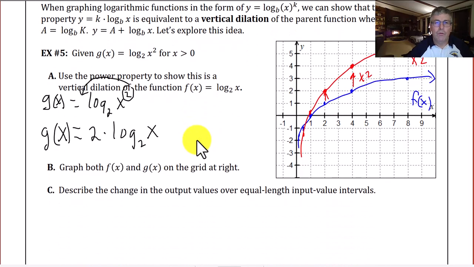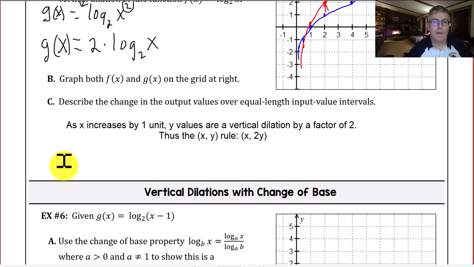So finally it says describe the change in the output values over equal length input value intervals. So let's take a look at that. In describing the change, we can say as x increases by 1 unit, the y values are a vertical dilation by a factor of 2. Thus our xy rule is (x, 2y).